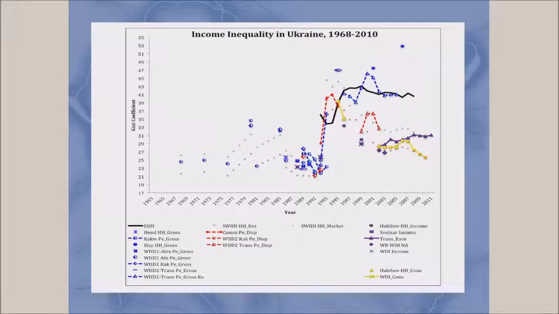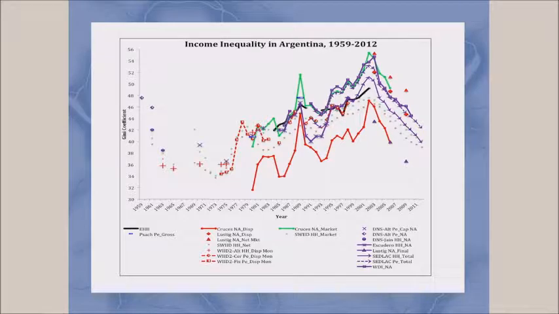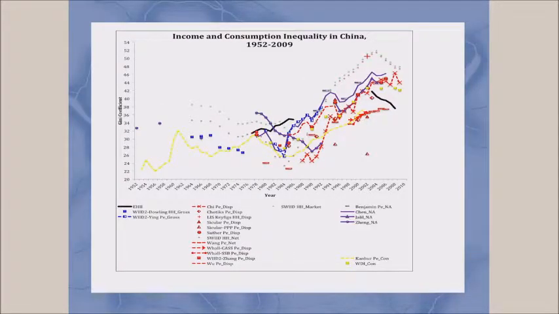You can see similarly the chaos of the Ukrainian transition, essentially the same phenomenon in both countries, massive increases in inequality over a brief period in the late 80s, early 90s. And then there are many developing countries. I only show a few of them. And our measures are, again, pretty good for Argentina, pretty good for China.